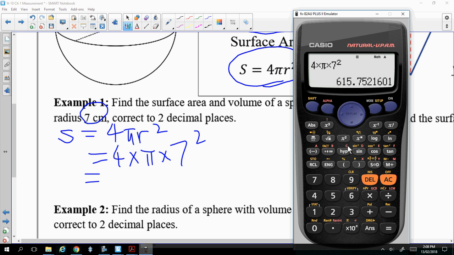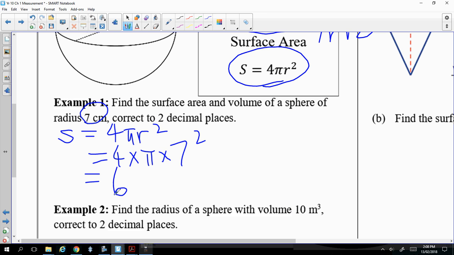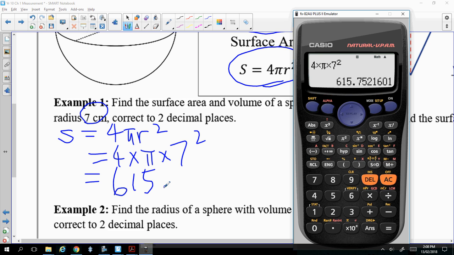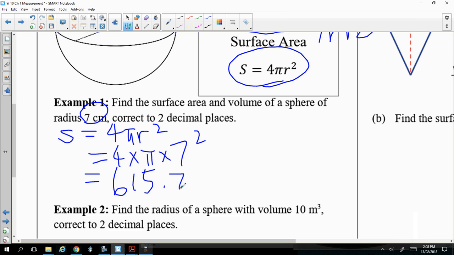You will get this number here, which is the surface area, 615.75 rounded to 2 decimal places, square centimeters, because it is area. Once you do that, find the volume as well.